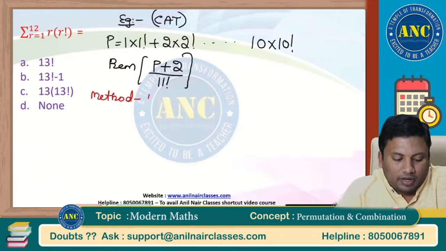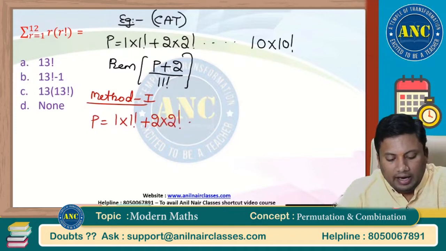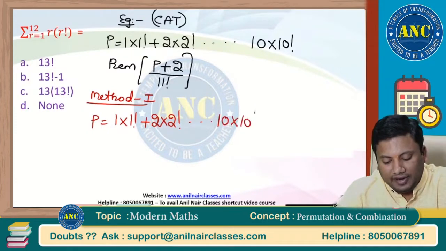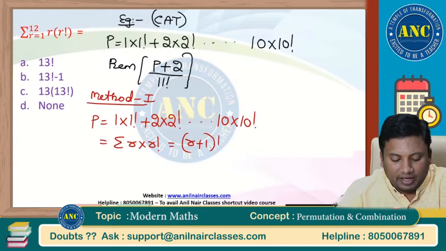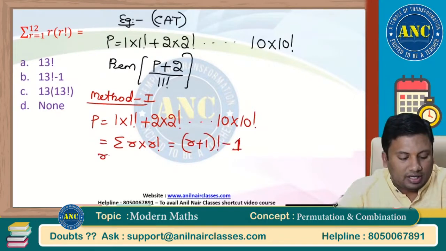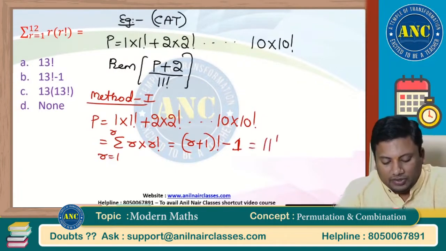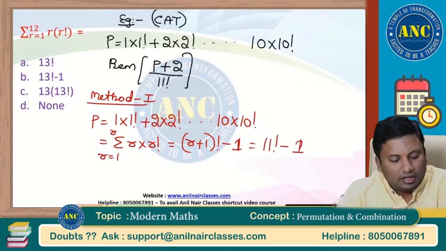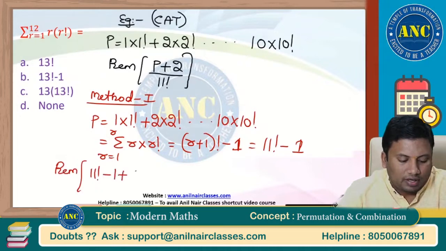Method number 1. Just now we have seen P is 1 into 1 factorial, 2 into 2 factorial, and so on up to 10 into 10 factorial. This is nothing but summation R into R factorial, which is R plus 1 factorial minus 1, as we have seen, R equivalent to 1 to 10. This is nothing but 10 plus 1, 11 factorial minus 1. So the answer is the remainder when 11 factorial minus 1 plus 2 is divided by 11 factorial.